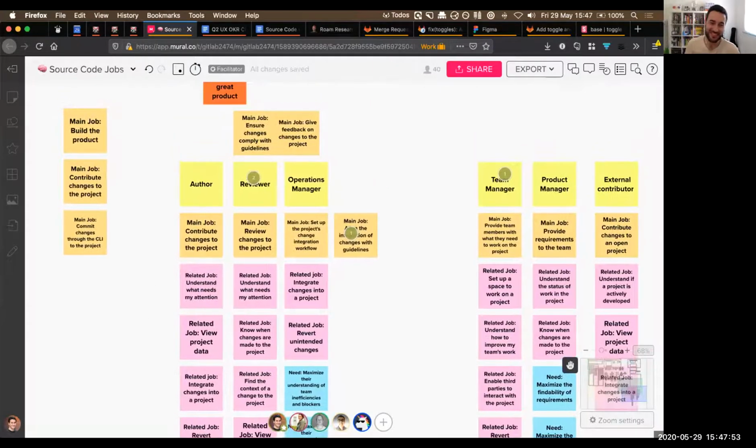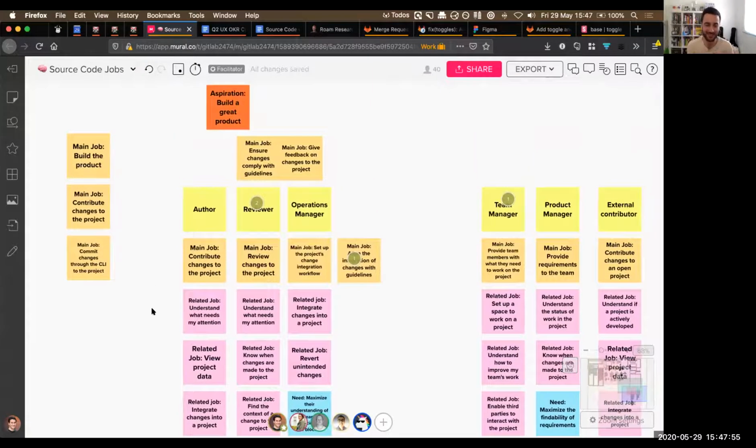Yeah, it's hard to get the granularity right. Yes. So asking how and why will help. So like building the product, how am I going to build the product? We're going to move down. We're going to get more granular. I'm going to contribute changes to the project. That's great. That's getting into that user story kind of area of I need to because so that. How am I going to contribute changes to the project? So, where are those tasks?